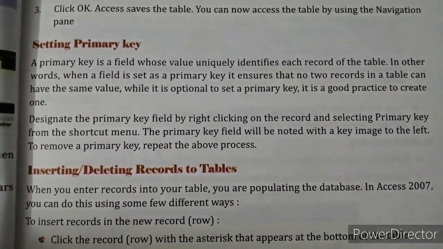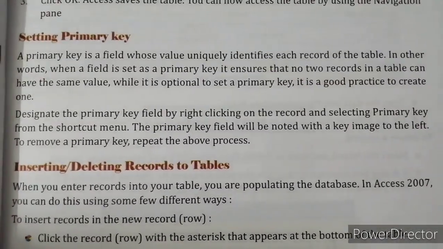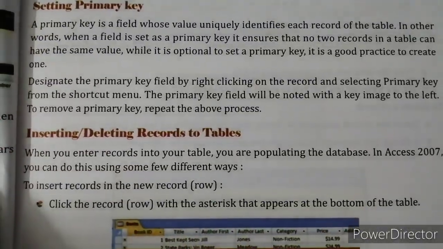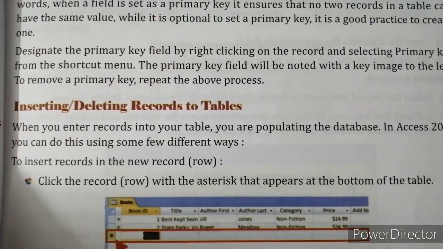Designate the primary key field by right clicking on the record and selecting primary key from the shortcut menu. The primary key field will be noted with a key image to the left. To remove primary key, repeat the above process.